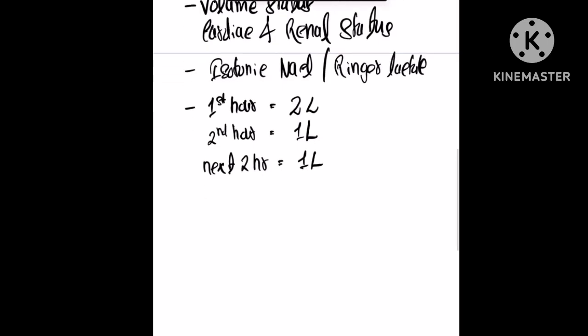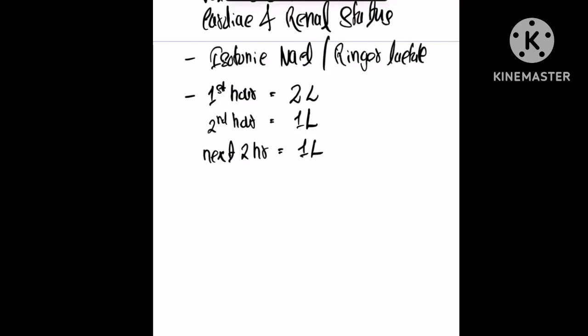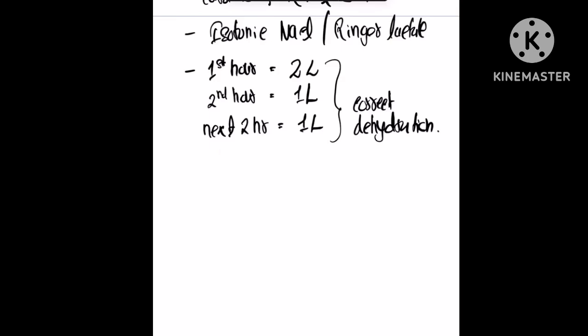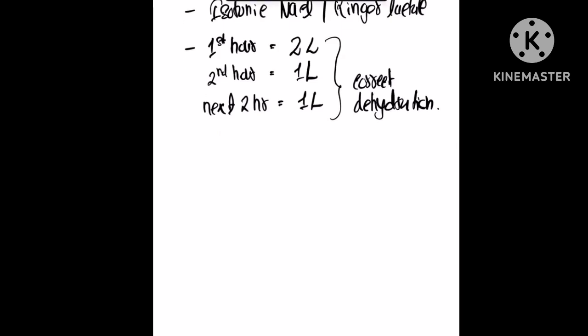Next, we go for a maintenance fluid. So this part is to resuscitate the volume, to correct the acute dehydrated state. Now, next, we go for the maintenance fluid. How do we give it? We can give 1 liter of fluid every 4 to 6 hours.